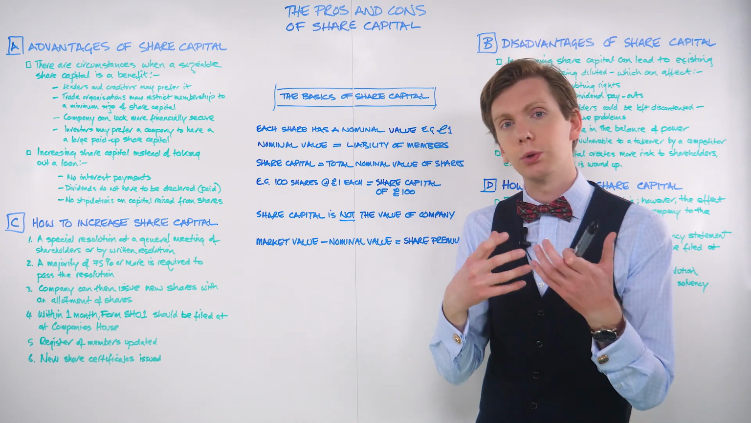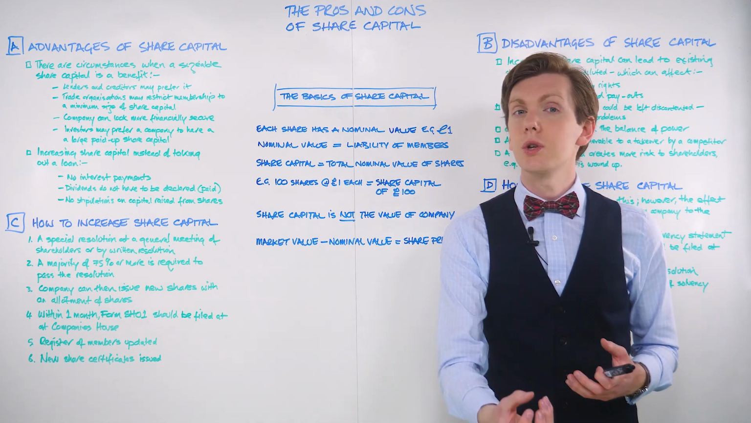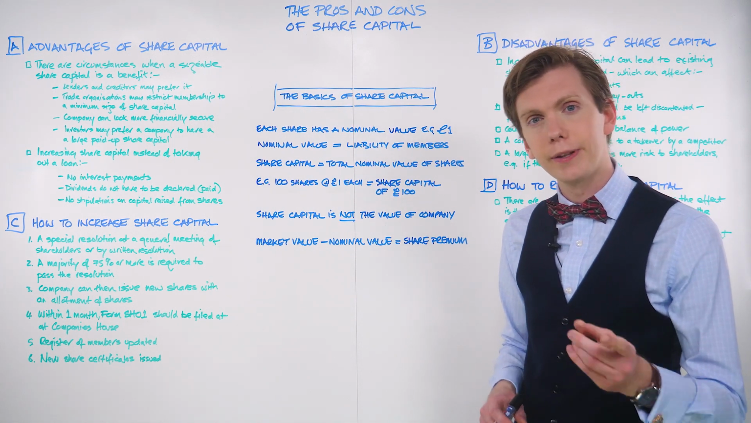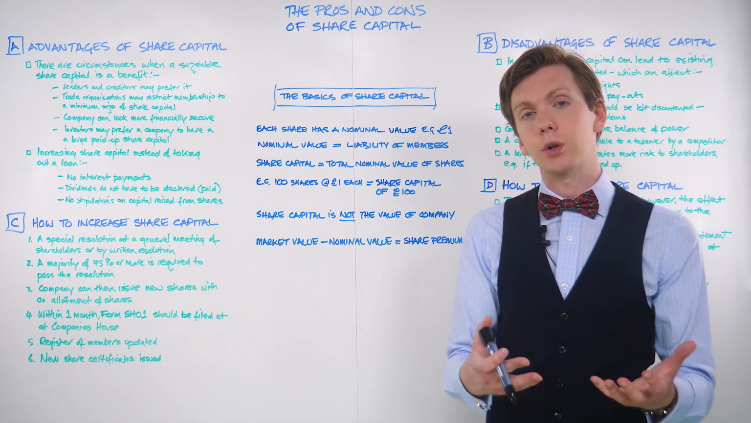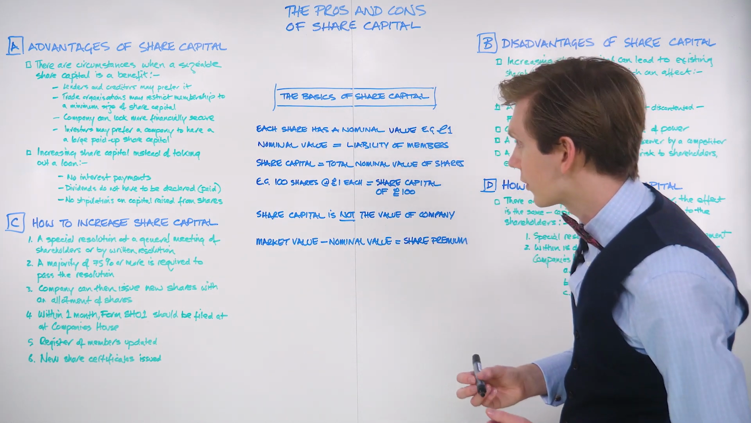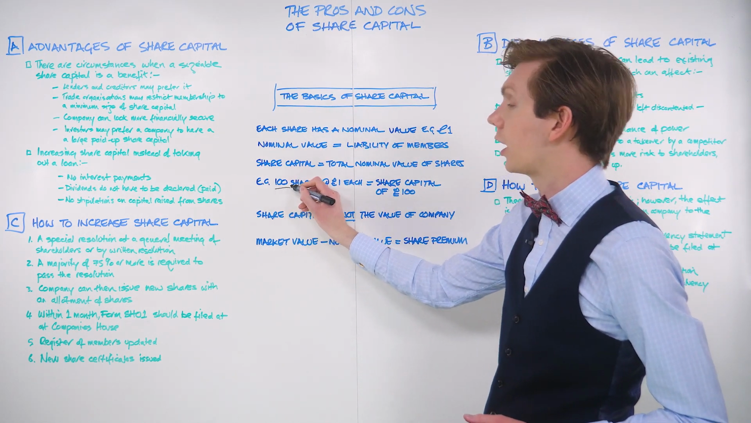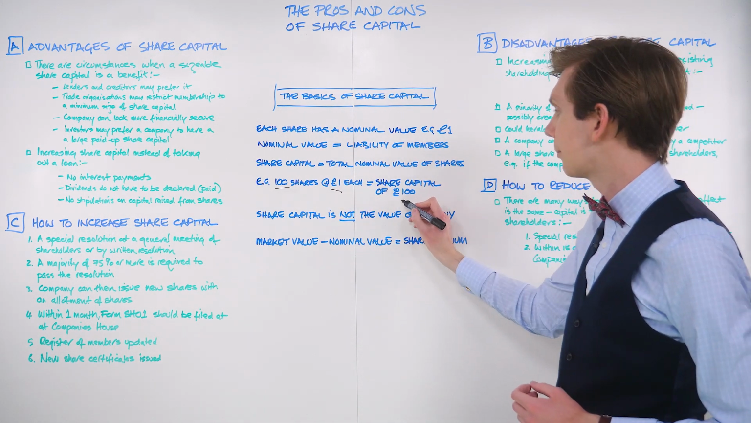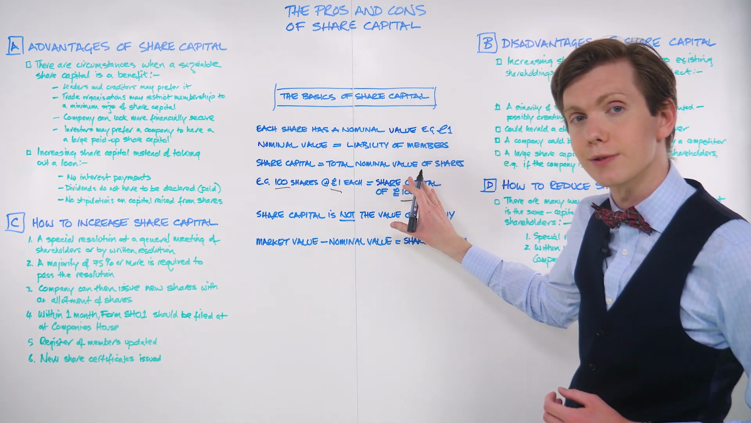The share capital of a company refers to the total nominal value of all shares which have been issued by a company. You'll sometimes see this referred to as the aggregate nominal capital. So for example, if you have a company and it's got 100 shares, each worth £1, then that means the total share capital of the company is £100.